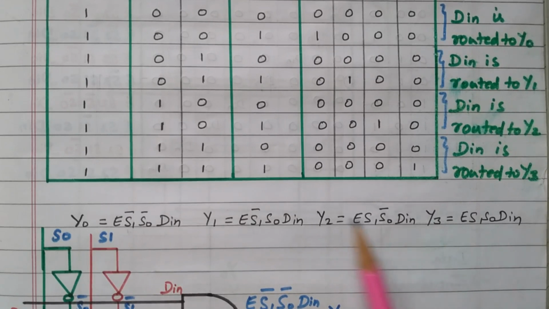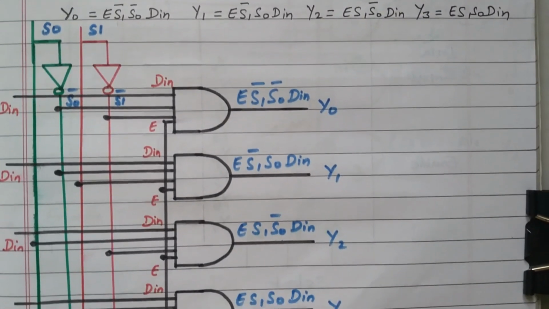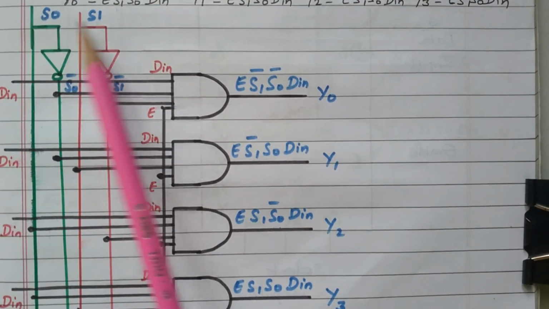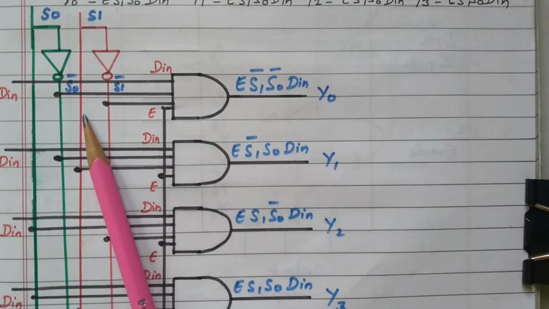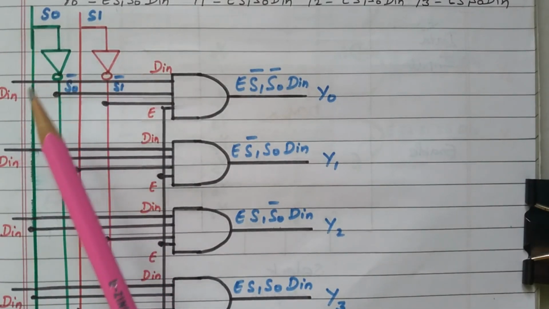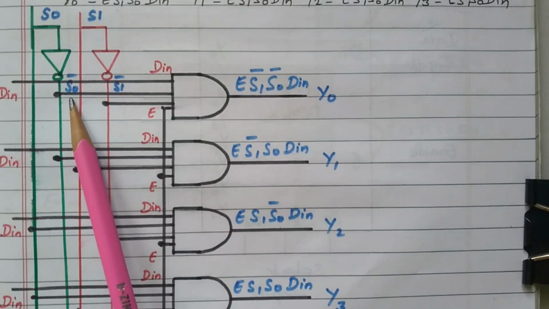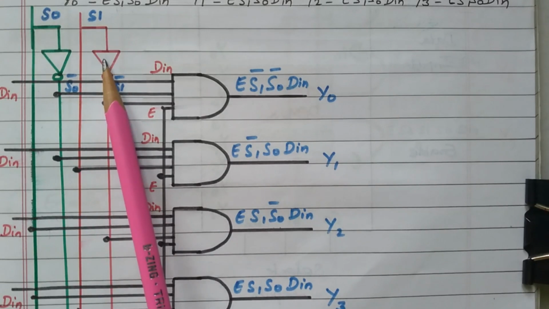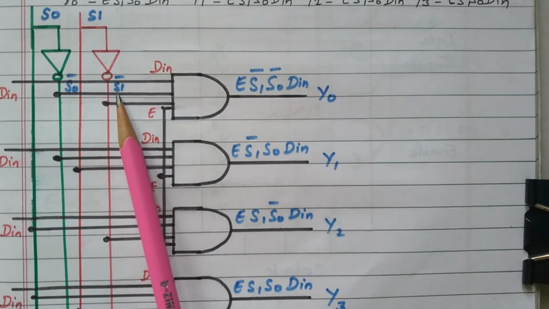So in every case we have D in as an input. Now we will see the logic diagram. So we have the selection lines S0 and S1. This green color is the selection line S0. This red color is the selection line S1. With the tapping taken, one NOT gate is connected, so after the NOT gate we get S0 dash. Similarly, in S1 one tapping is taken and connected to the NOT gate, so after the NOT gate it is S1 dash.